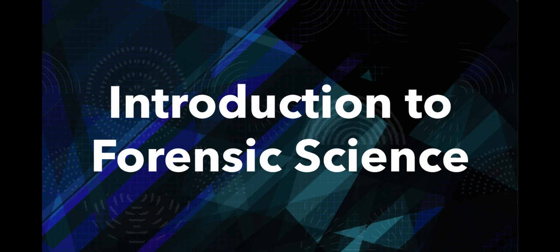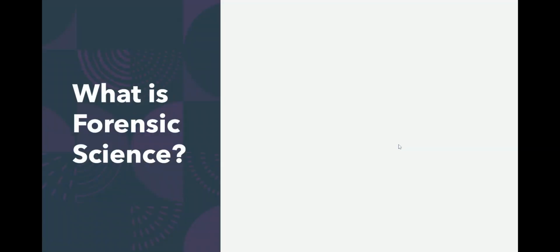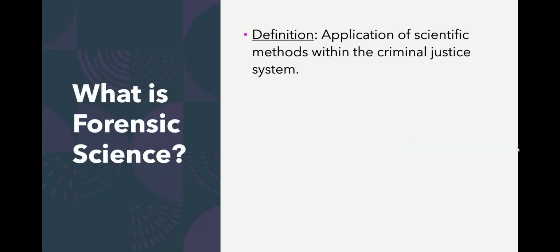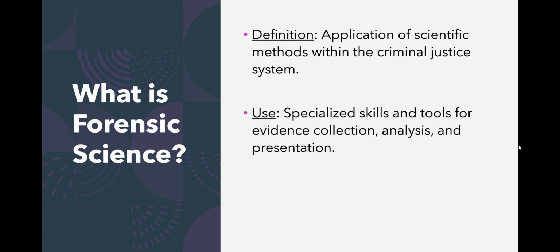Today, we're going to give a basic introduction to forensic science. So, first, what is forensic science? Well, forensic science is the application of scientific methods within the criminal justice system. And specifically, forensic scientists use various skills and tools to collect, analyze, and present evidence in order to solve crimes and successfully convict offenders.